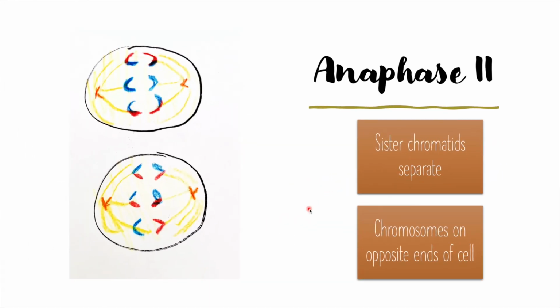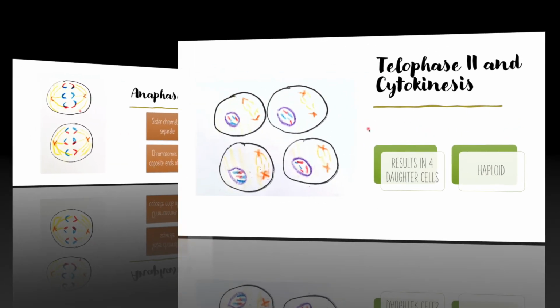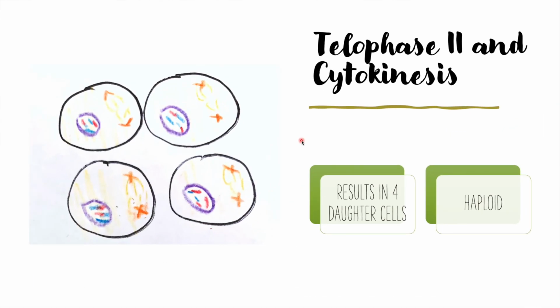In anaphase 2, sister chromatids separate and move to opposite ends of the cell. Each end of the cell now has 3 chromosomes. Lastly, telophase 2 and cytokinesis take place, resulting in 4 haploid daughter cells. The 4 daughter cells contain 3 chromosomes.